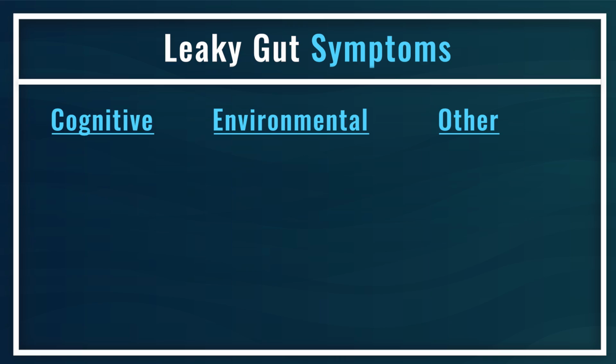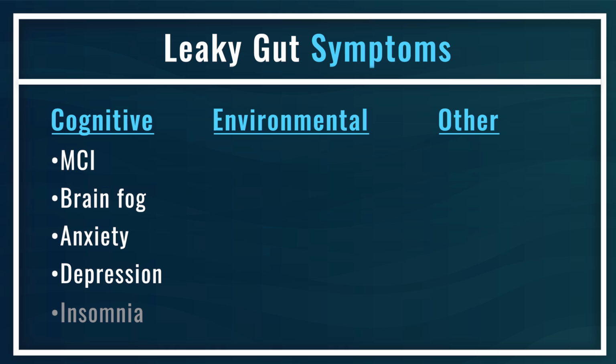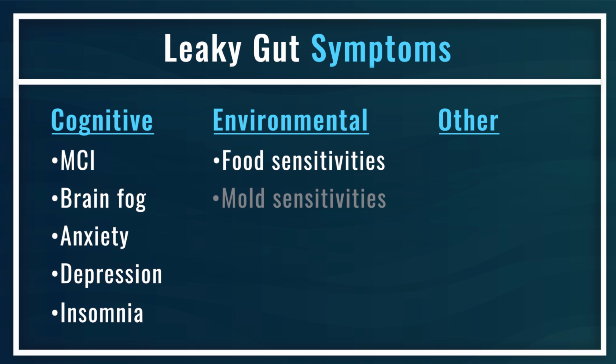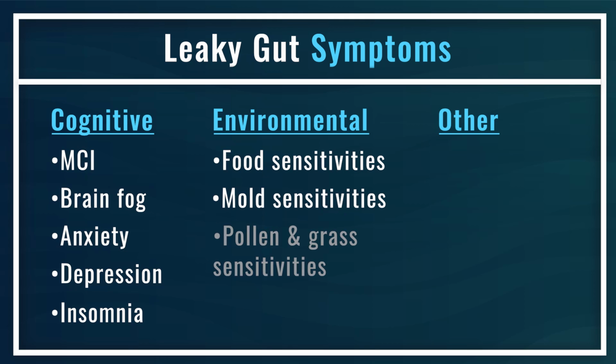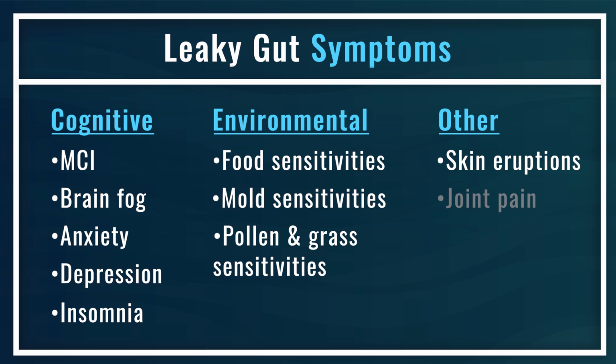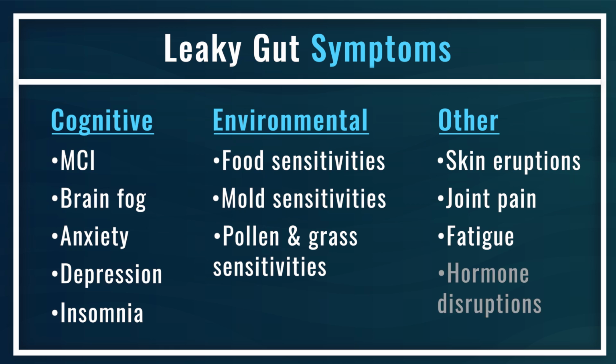And we've discussed this in detail on the podcast in the past, but this might include, but not limited to, cognitive impairments like mild cognitive impairment, also known as MCI, brain fog, anxiety, depression, insomnia, even environmental sensitivity. So this includes food, because remember, food is from the external environment passing through your body, or things like mold or sensitivity to pollens and grasses.